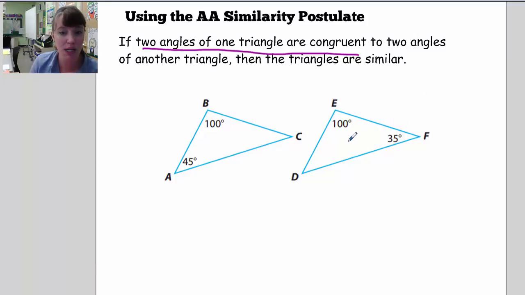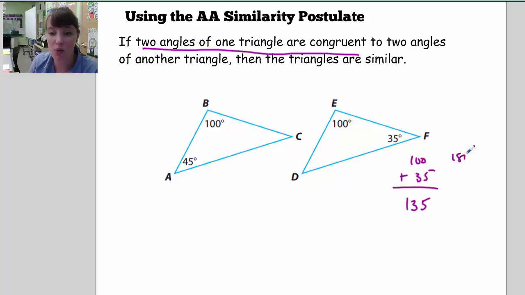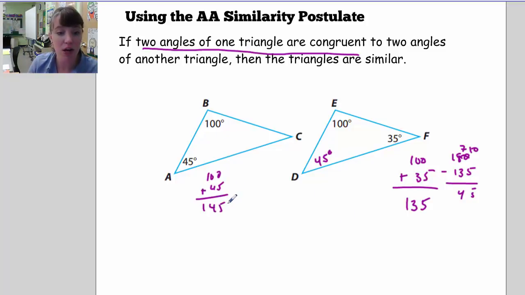Well, first of all, we're going to need the angles. Now, this one says 135, but I know from the angle sum theorem that if I add these together, I can get the missing angle. 180 minus 135 is going to be 45 degrees right here. And if I add these two angles together, I get 145, so the missing angle here is 35.